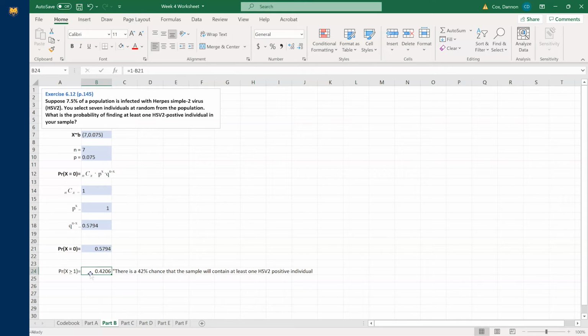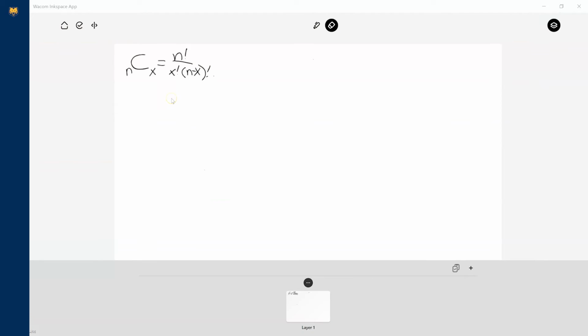Now, the way that we found this answer, again, was finding the probability of having no one with HSV2, and what's the probability of that? Well, that's approximately 58%. So how do we get this? Well, the answer is in these three formulas. Let's do it by hand, just so you have a visual representation.